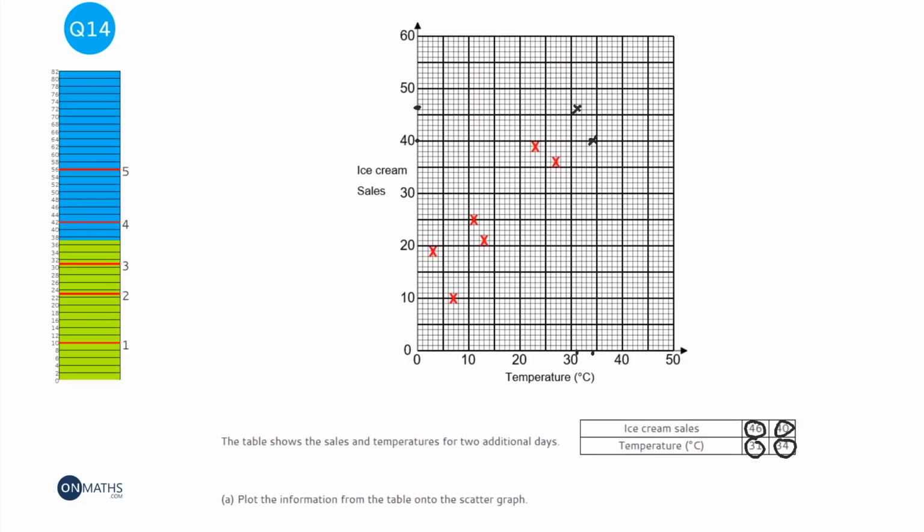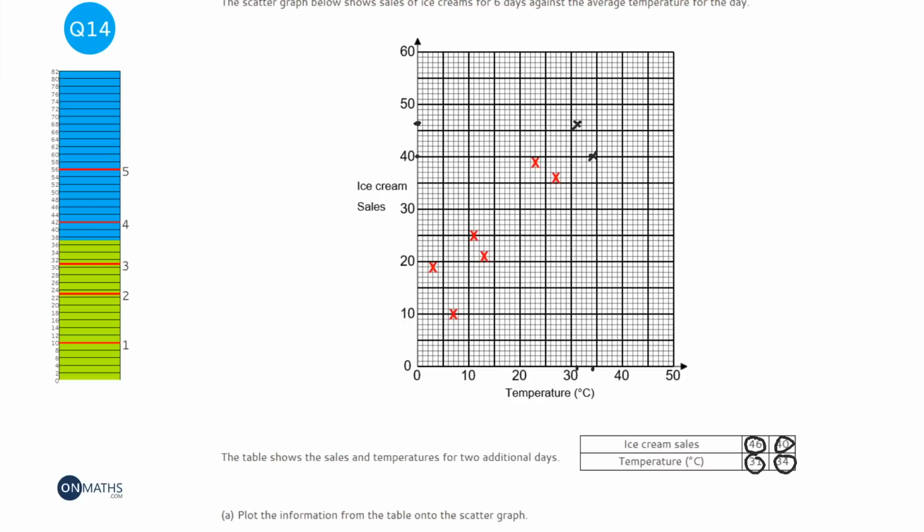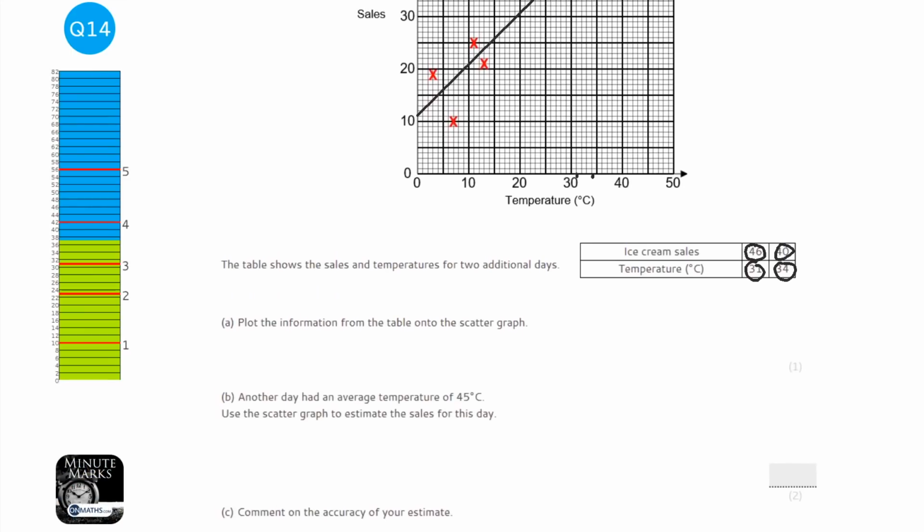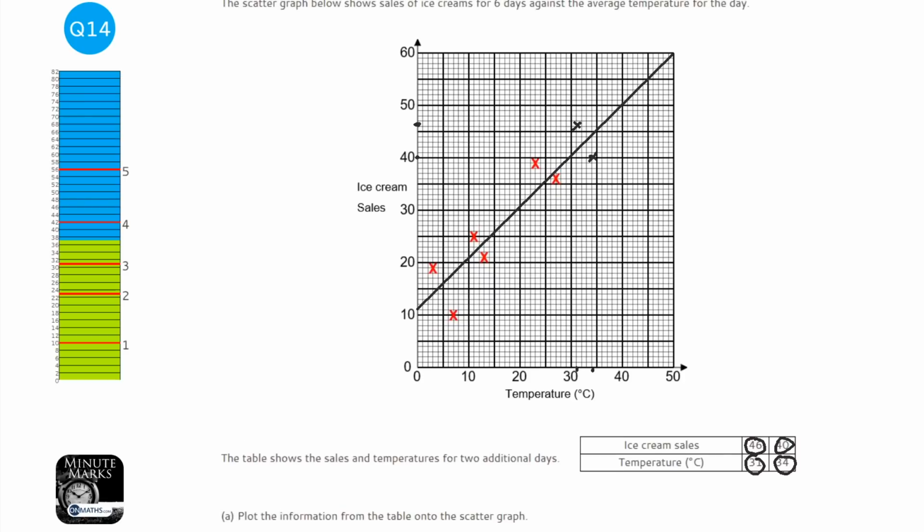Now, you need to get used to just drawing a line of best fit to any scatter graph that you come across. You will have to do it, okay? So just do it, even if it doesn't ask you to. A line of best fit is just a line that follows all the data like that. You should have roughly the same amount of data top and bottom, but it doesn't matter if it's not perfect, okay? So let's have a look. We've got average temperature of 45 degrees.